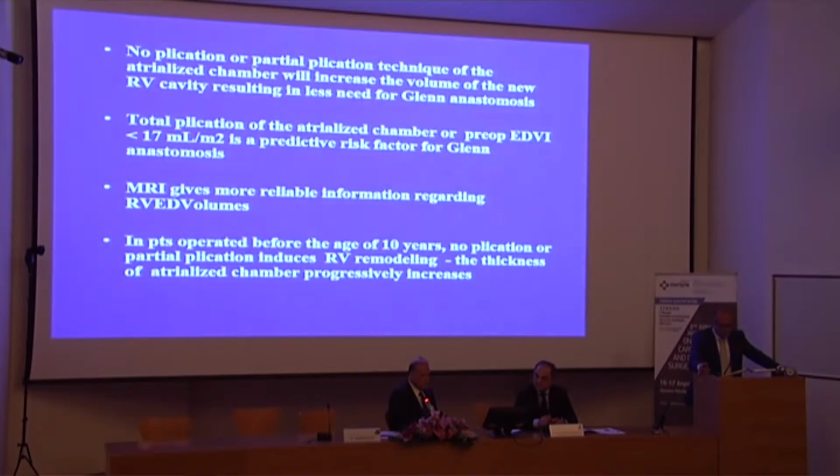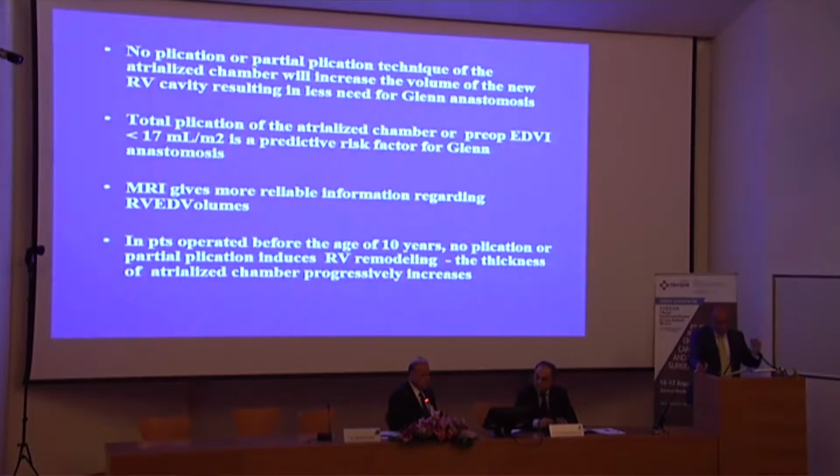Again, total plication of the atrialized chamber or a pre-op end-diastolic volume index below 17 is a predictive risk factor for Glenn anastomosis. Again, I repeat, MRI gives more reliable information regarding the right ventricular end-diastolic volumes. And now, magnetic resonance imaging should be a must in pediatric cardiology and in pediatric heart surgery.